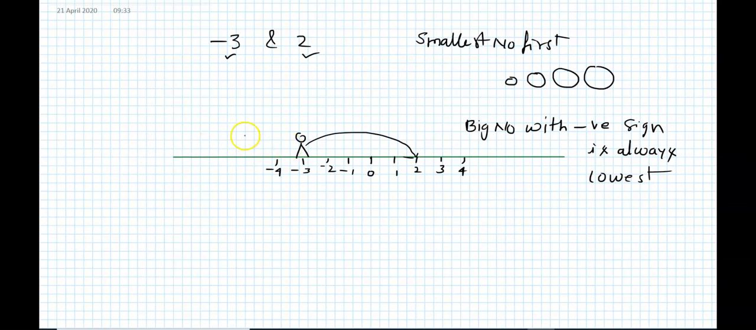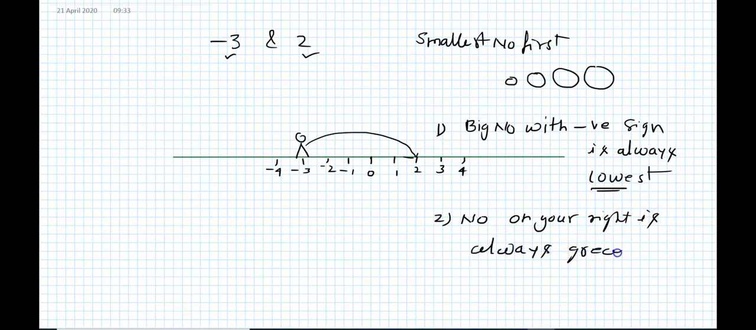So I have explained two rules here. The first rule is, if you see which one is big, 2 or 3, 3 is big with a minus sign. So -3 will be the lowest number. This is the first rule. The second rule is, the number on your right is always greater. You can use any one rule. If you follow these two rules, then you can do the questions right.